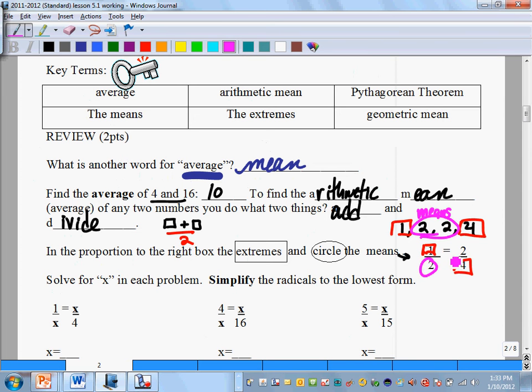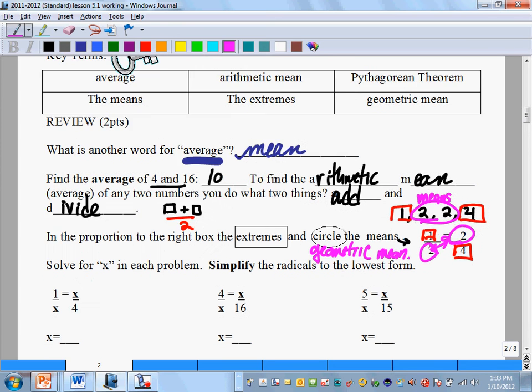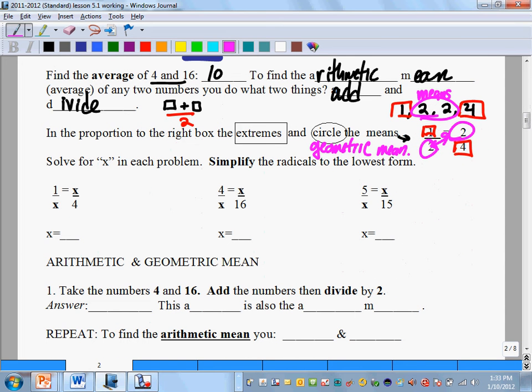All right. When the means are exactly the same, that's called the geometric mean. How do you find the geometric mean? I'm going to do two of these with you. Ready?